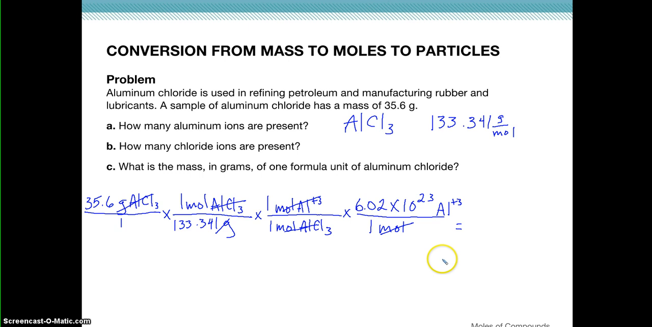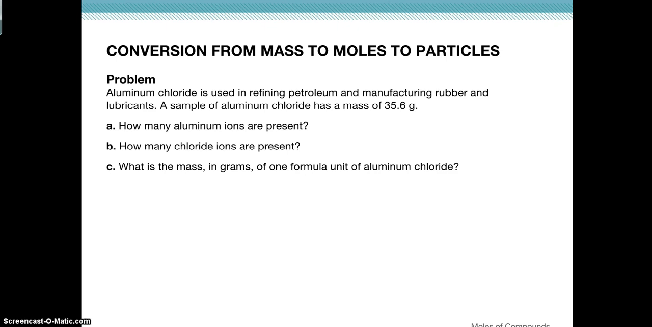So we want to do the math and round to the 3 sig figs that we have to begin with, and that should give us 1.61 times 10 to the 23rd aluminum ions. There we go. Okay, so we just answered A.